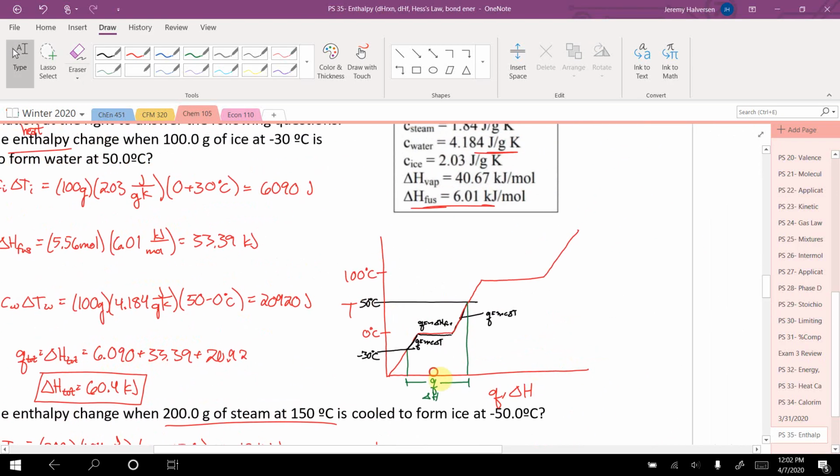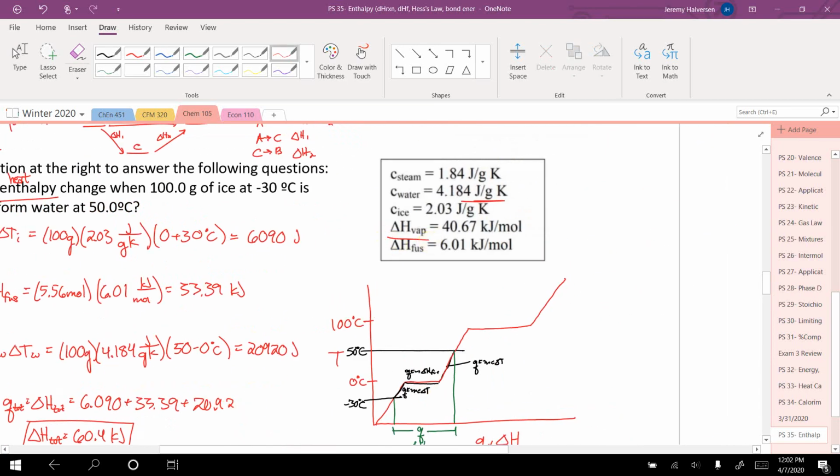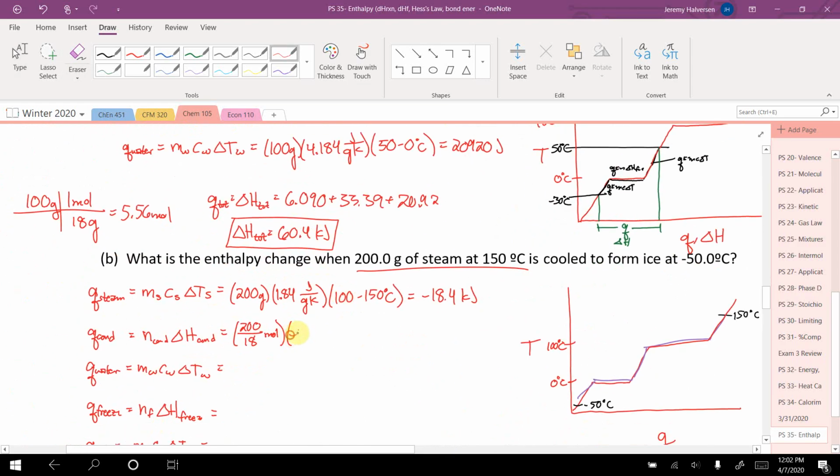And now delta H of condensation. They don't give us that. They give us delta H of vaporization. Vaporization is liquid to gas. Condensation is gas to liquid. And so it's going to be the same amount of heat, but it's going to be released instead of absorbed. So we're going to get negative 40.67. And there's no temperature change. There we go. We get negative 451.9 kilojoules.